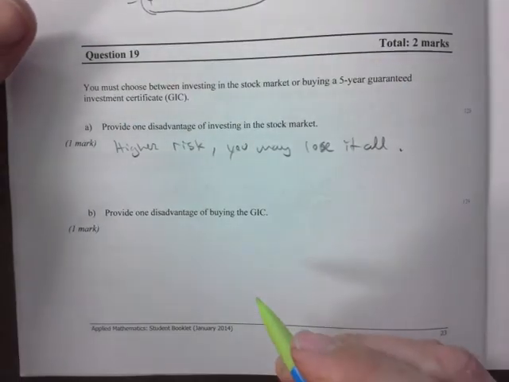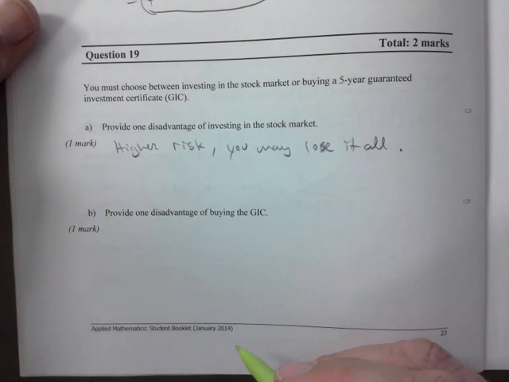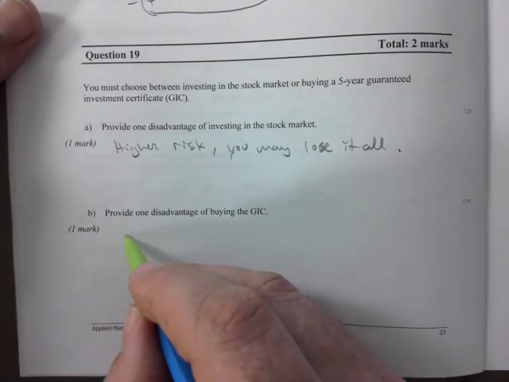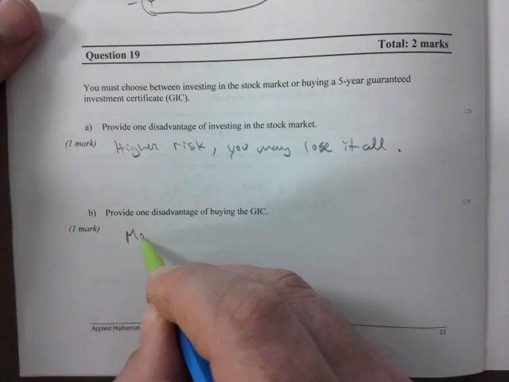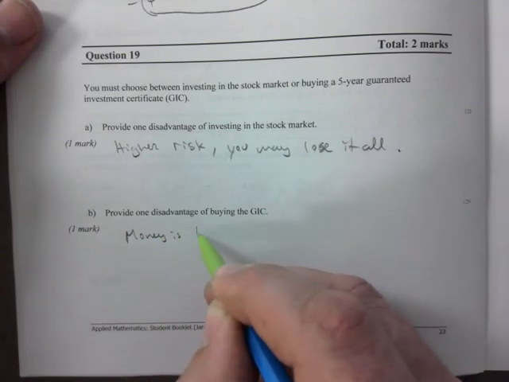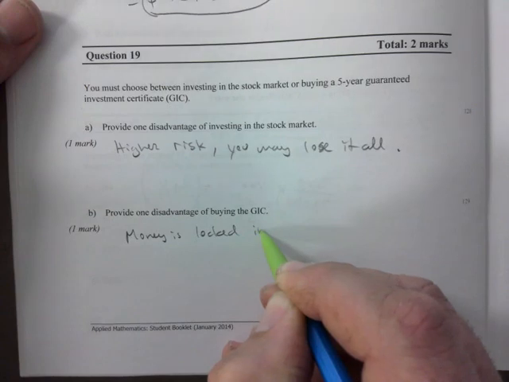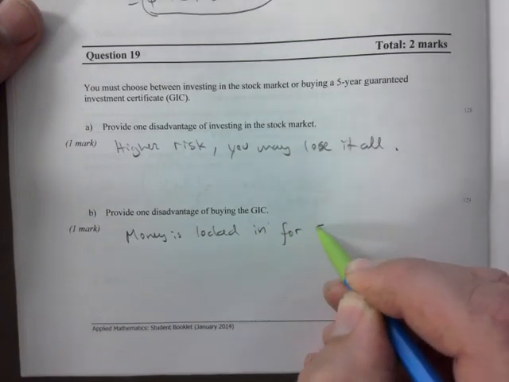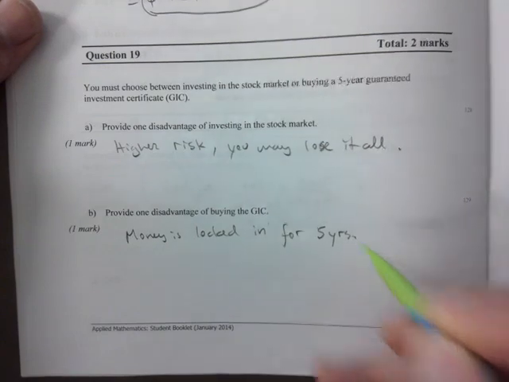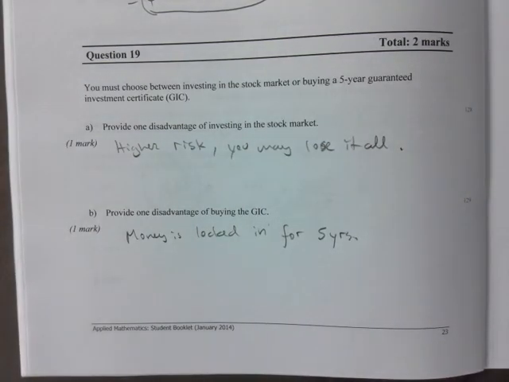Provide one disadvantage of buying a GIC. What's a disadvantage of getting a GIC? Locked in funds, yes. Money is locked in for 5 years in this case. Because we bought a 5-year, so you're locked in, you can't use it.